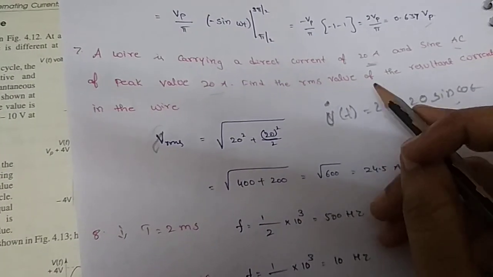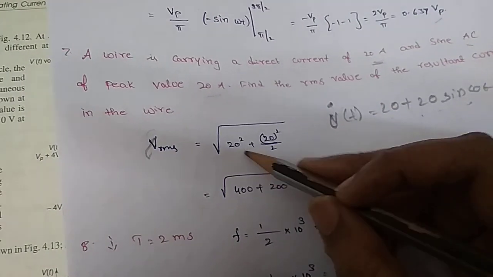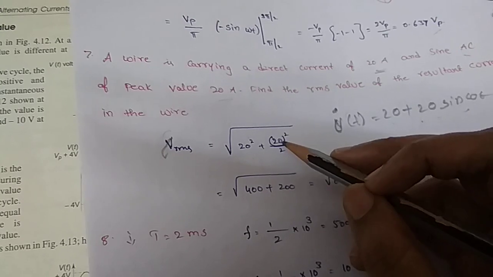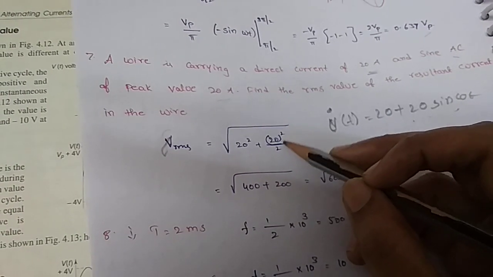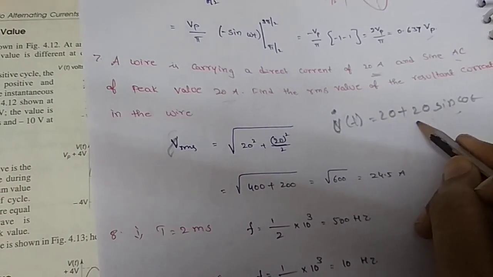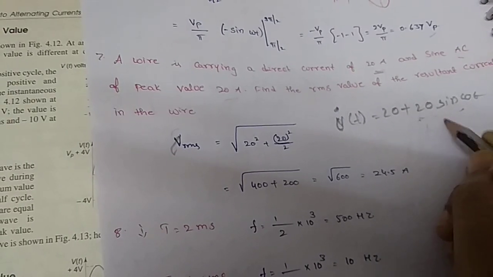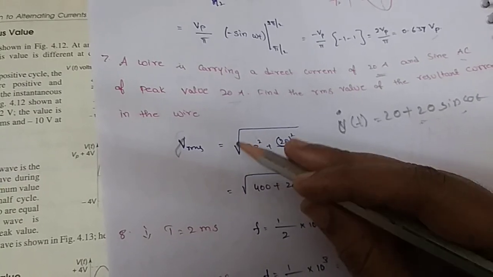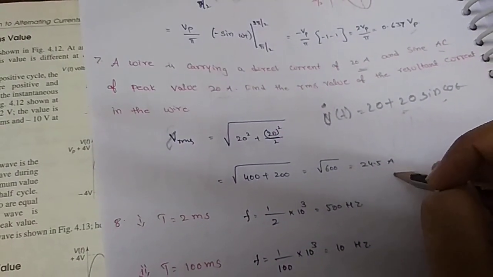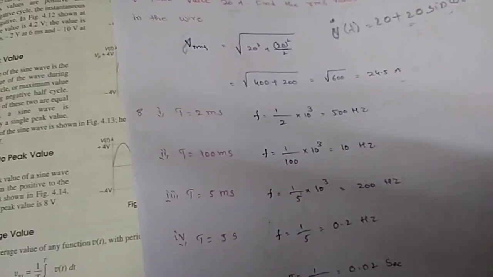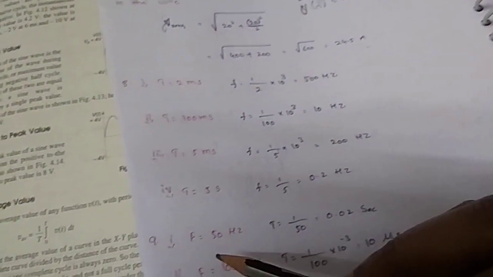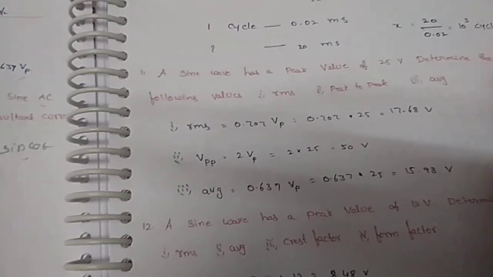To calculate this RMS value, it must be the square of your DC value plus the square of your AC value divided by 2, because this value belongs to the AC, which has positive and negative halves, so it is divided by 2, whole square root. So if I calculate, this is my value. As already discussed previously, if I know the time period, I can calculate the frequency, and if I know the frequency, I can calculate the time period. That will be the easy one.